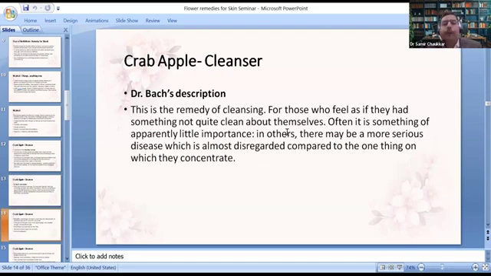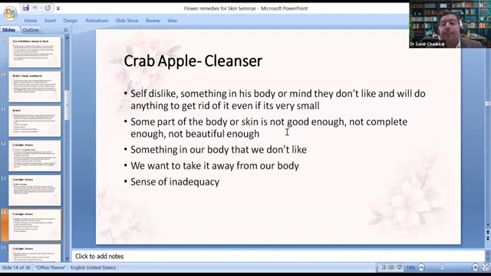Okay. There is a self dislike, something in the body or mind that they don't like. They want to get rid of it. Remember, the first thing a crab apple patient says when he comes to you is, Doctor, do something, get rid of this problem. I just want to get rid. Whether it is cough, cold, vomiting, stomach pain, menstrual problem, arthritis, he says, Doctor, do something, I want to get rid of this problem. Put it in inverted commas: rid. I want to get rid.